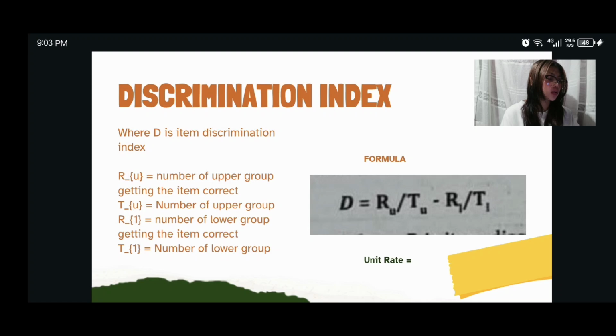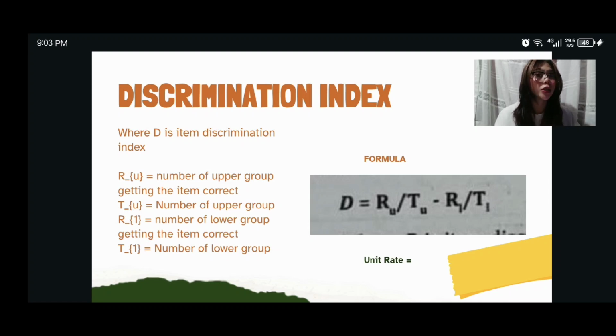To calculate the proportion of correct answers in the high scoring group, which is RU over TU, and the proportion of correct answers in the low scoring group, which is RI over TI, we need to subtract the proportion for the low scoring group from the proportion of the high scoring group. So the result would be D, the discrimination index.